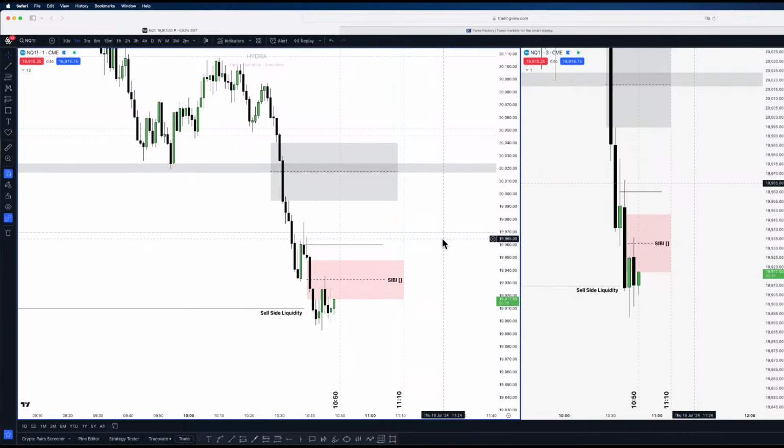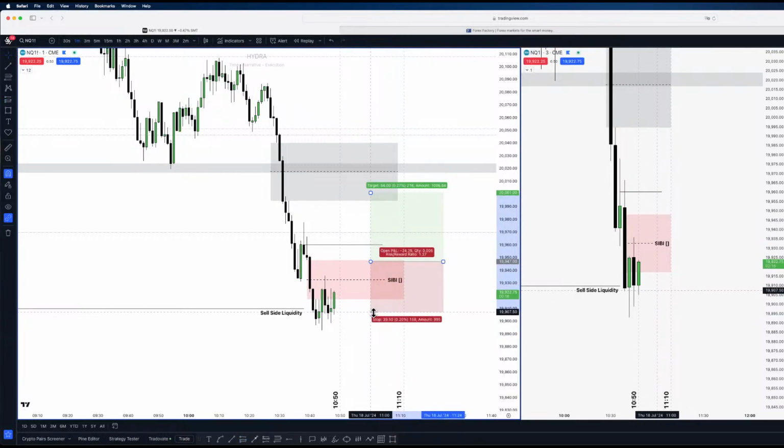Again, getting into high resistance. Look at the candles, look at the volume. So expecting this at 1050.